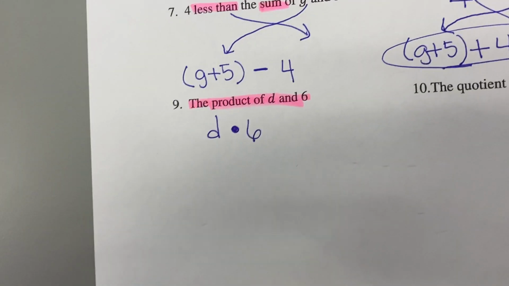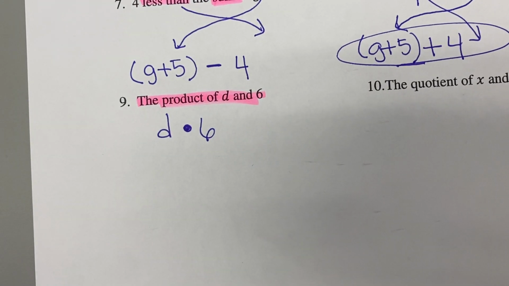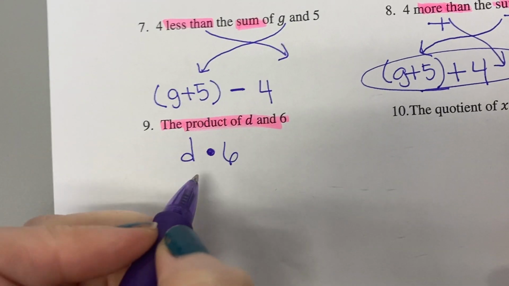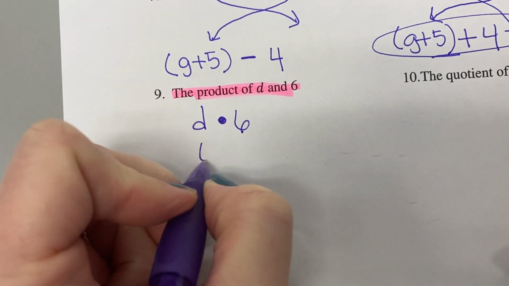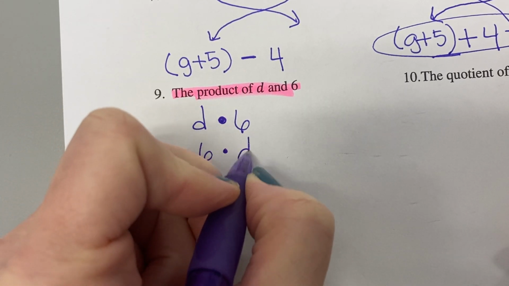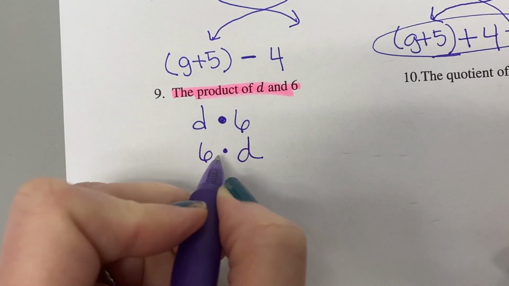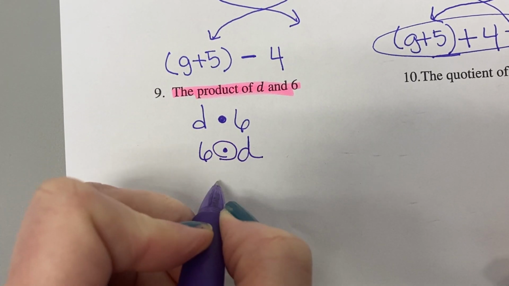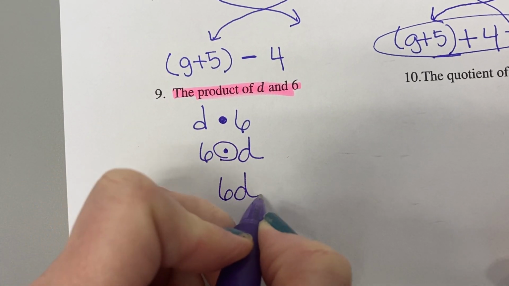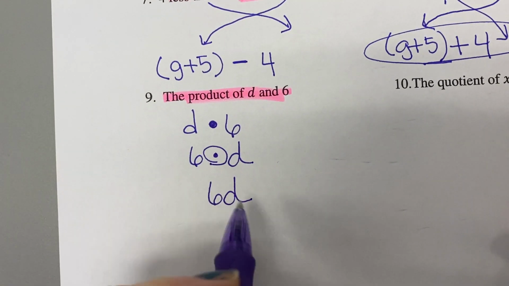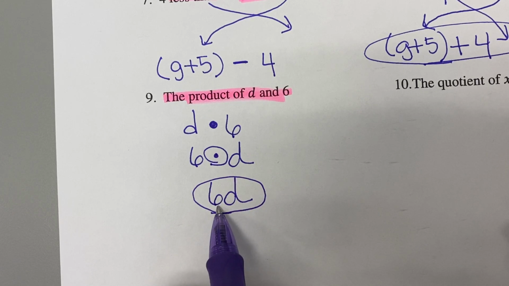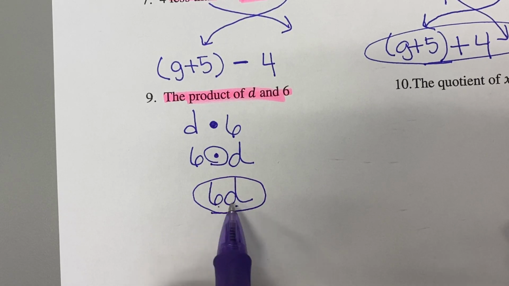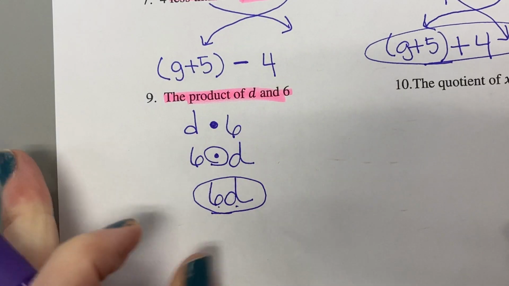Classes are changing, so what I want to say about the product of d and 6 is that in algebra, you know how we write this? We put the 6 in front and the d second. And then sometimes we even get rid of the times sign and we just say 6d. 6d. That's a really nice way to say that. This is called a coefficient and a variable, and this means the same as this.